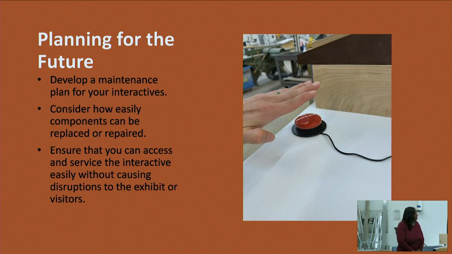Planning for the future. Developing a maintenance plan for interactives is crucial to ensure their longevity and sustained functionality. A comprehensive plan should include regular inspection schedules, routine cleaning procedures, and scheduled maintenance tasks. It's essential to document all maintenance activities and keep a record of any repairs or replacements made. This helps in tracking the interactive's performance over time and identifying any recurring issues that may need special attention.